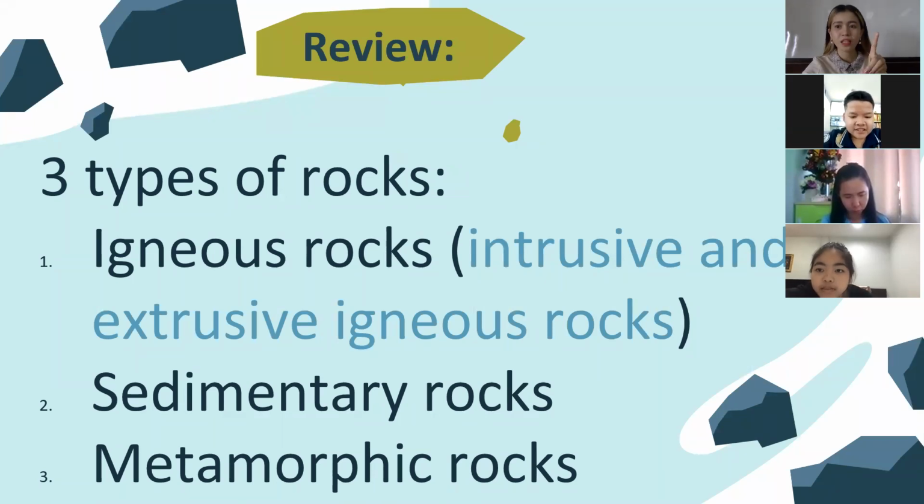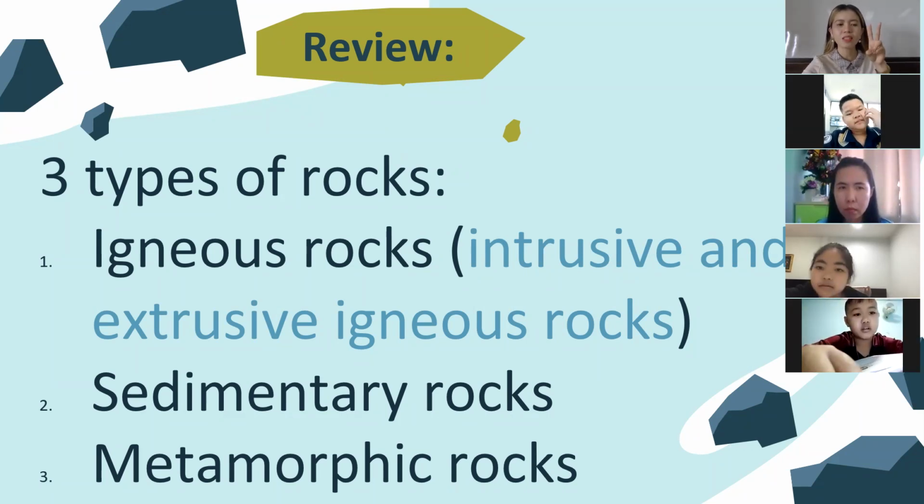Igneous rocks. Number two, sedimentary rocks. Number three, metamorphic rocks. Okay, very good. So for number one, we have igneous rocks. There are also two types, which are the intrusive and extrusive igneous rocks, right?